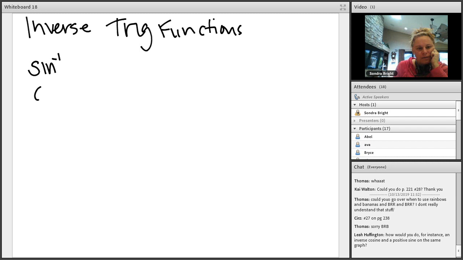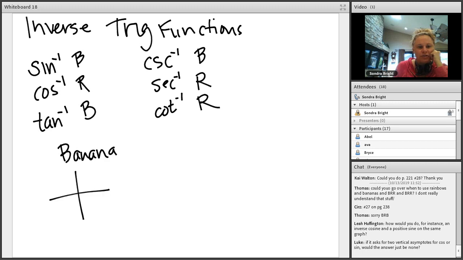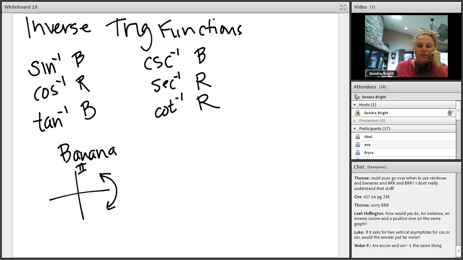And so we always wrote them in sine, cosine, tangent, and then their reciprocals, cosecant, secant, and cotangent. And so just a way to help you remember, BRB, because burr, it's cold, be right back, because burr, it's cold, helps you remember if it's a restriction to the banana, means that it's restricted here. See how it kind of looks like a banana? Well, that means it's restricted from pi over 2 to negative pi over 2.